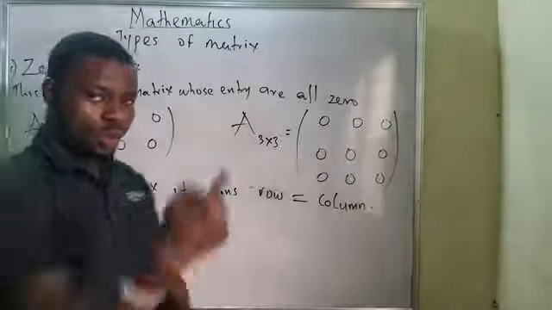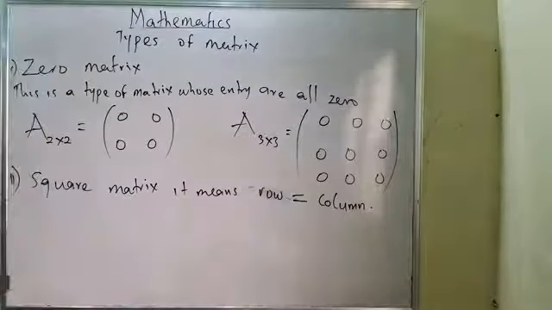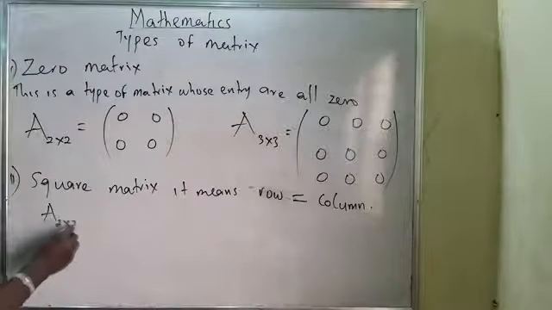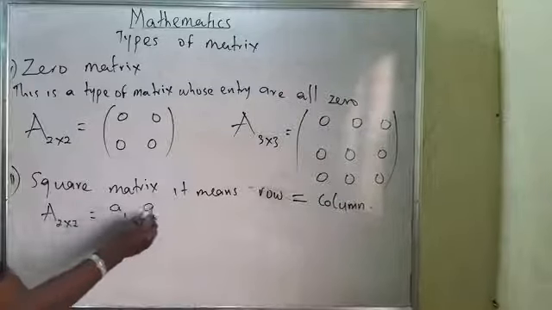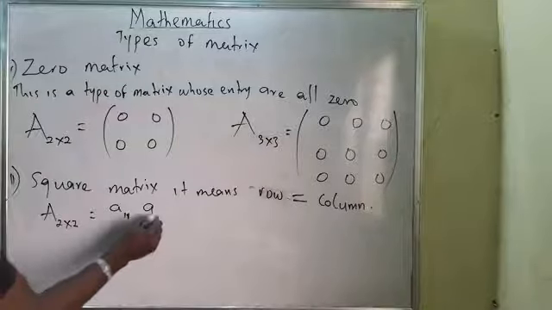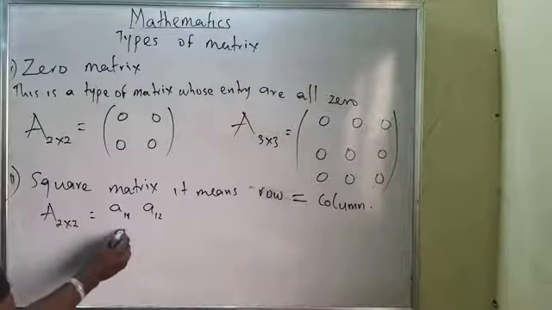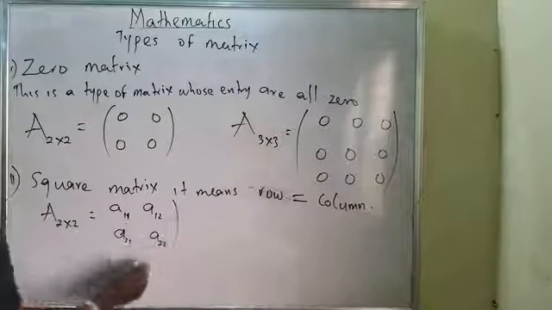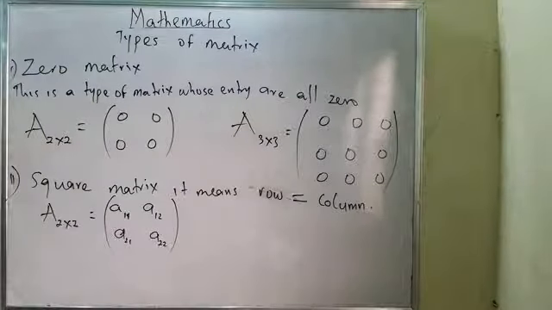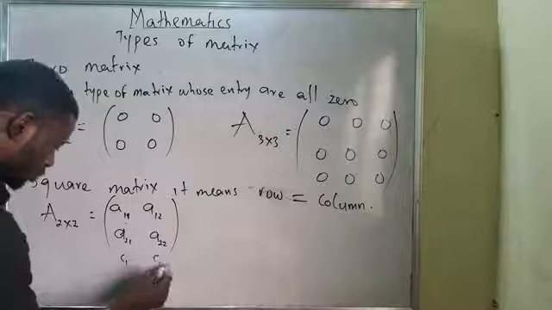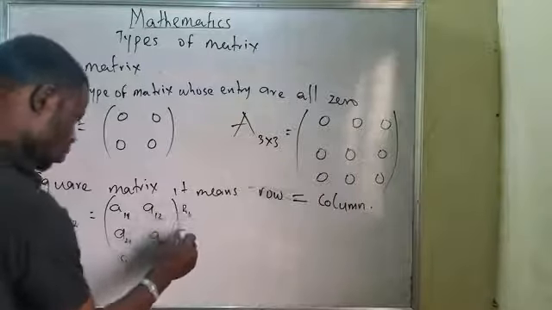For instance, this is a square matrix, a 2 by 2 matrix: A1,1, A1,2, A2,1, A2,2. Now, this is a square matrix, meaning the rows equal the columns. How many columns are we having? Column 1, column 2. Row 1, row 2. That is all.